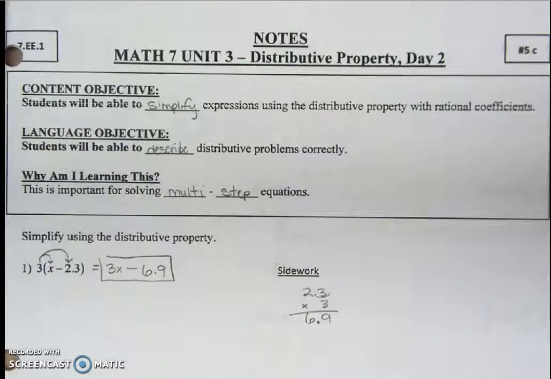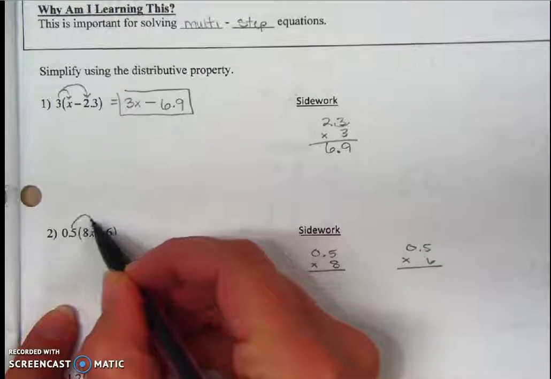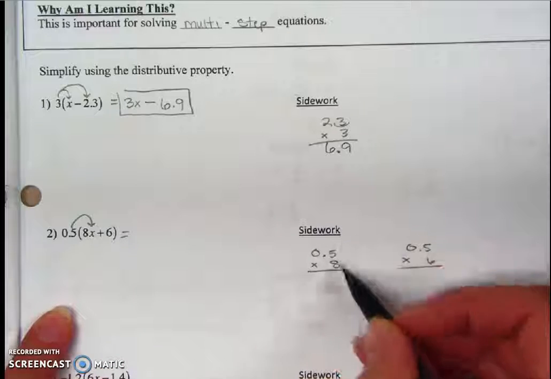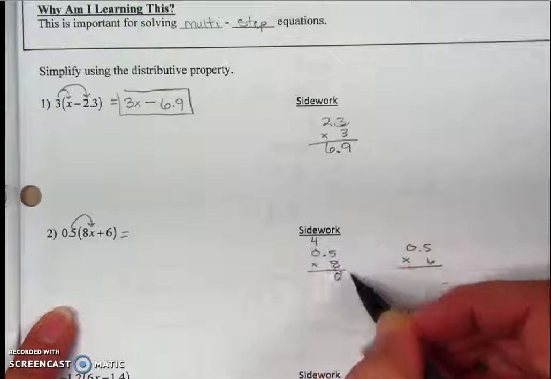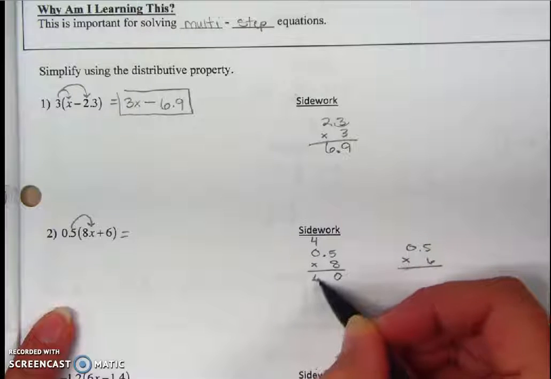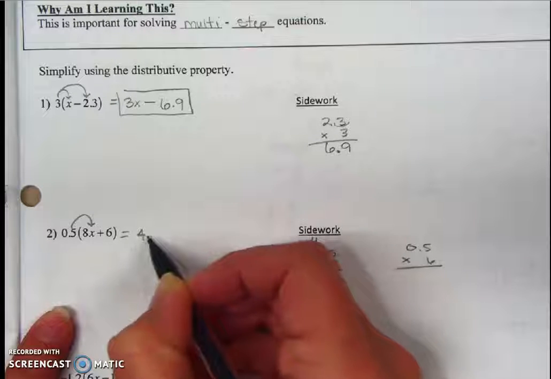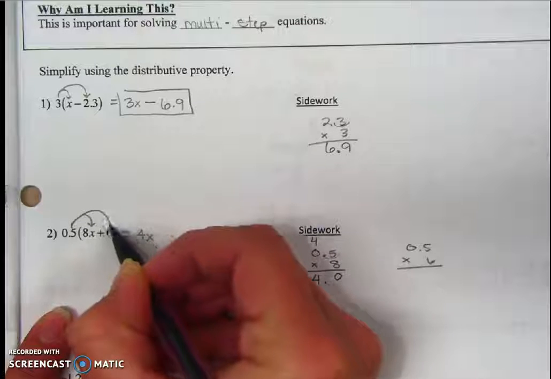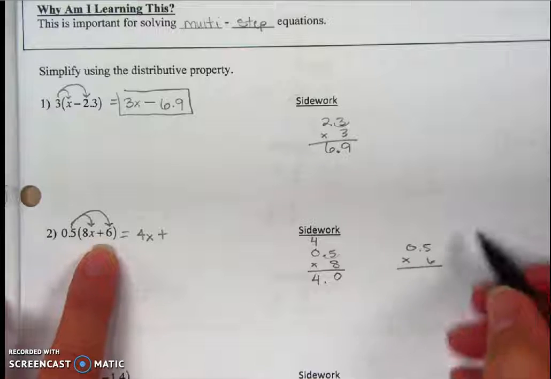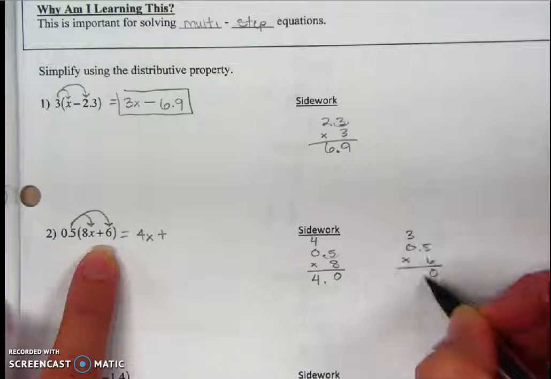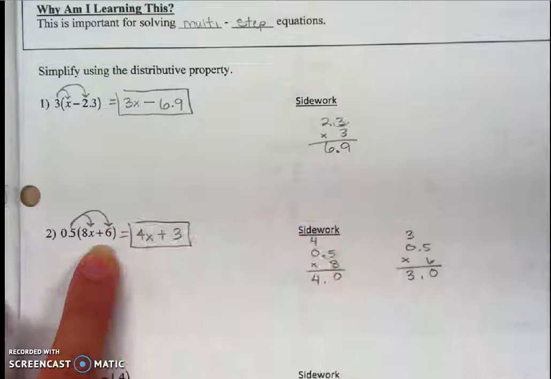All right, on to number 2. Number 2, we are distributing a 0.5, so 0.5 times 8x is going to give us, well, let's work that out. 0.5 times 8, 5 times 8 is 40, and then 8 times 0 is 0, plus 4 is 4. One swoosh means one swoosh, and we get 4.0, or just 4x. Then 0.5 is multiplied by a positive 6. I know my answer there is going to be positive, and 0.5 times 6, if we work it out over here, is going to give us 3. And so we get the answer 4x plus 3.